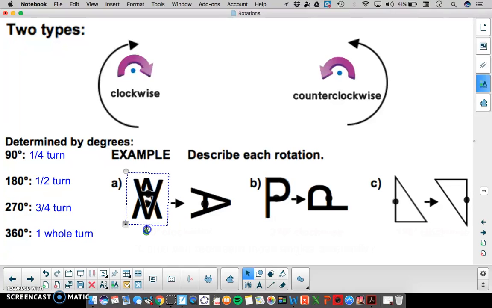So if we were to rotate this letter A, 90 degrees would be 1/4 turn. Turning upside down would be a half turn. Turning 90 more degrees would be 270. And then turning back to our original position would be one whole rotation.